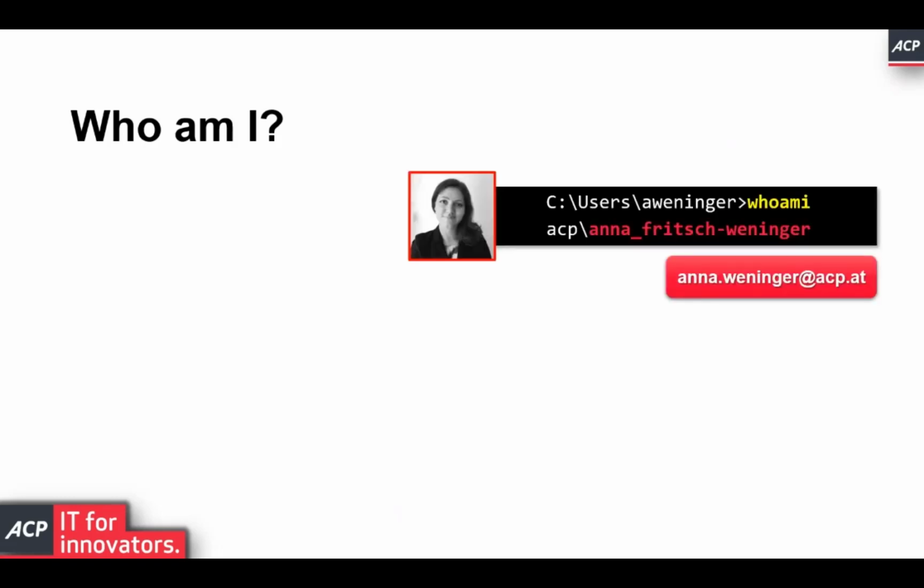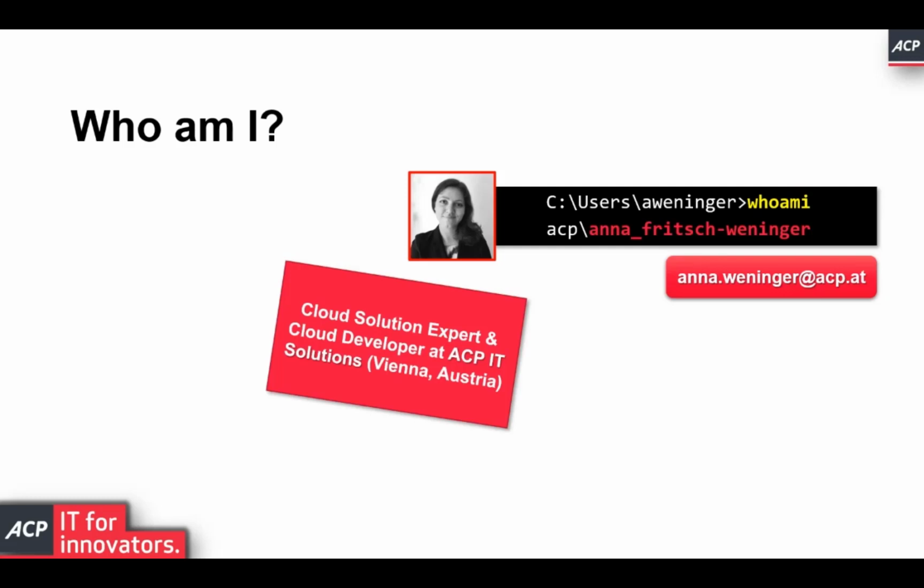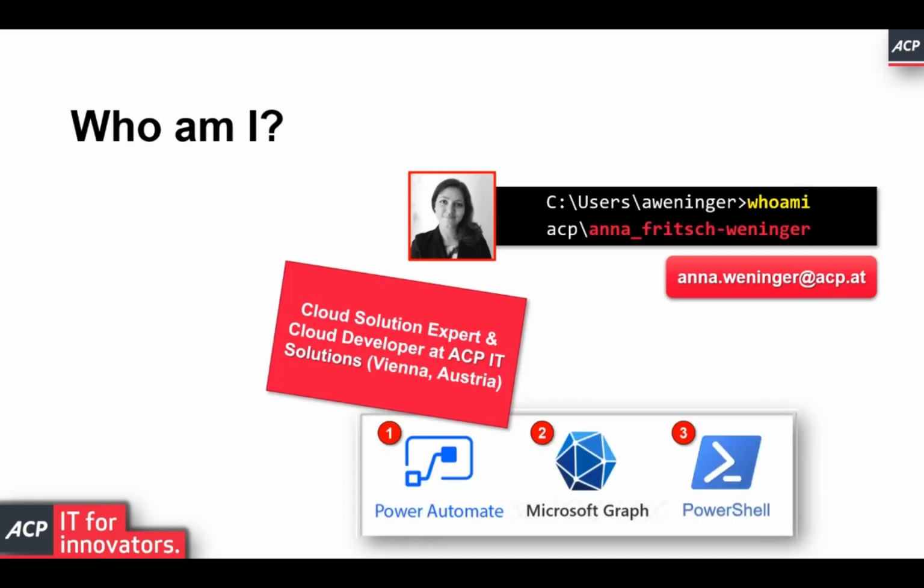My name is Anna Fritsch Weninger, and I'm a cloud solution expert and cloud developer at ACP IT Solutions in Vienna, Austria, or in Austria we're known as ACP. And my expertise is mostly Power Automate, Microsoft Graph, and PowerShell. So these are the tools and the services that I'm using all the time. And I've been working in IT for more than 15 years, so this is my experience in IT.